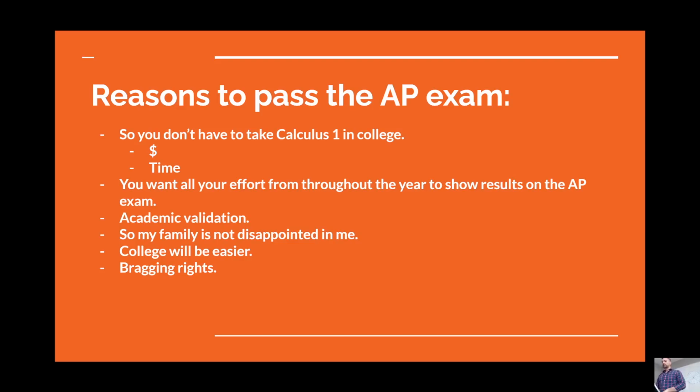Okay, some of the reasons y'all have given to pass the AP exam up there, and then 6th period went a little bit deeper last class on the first one. So not having to take Cal 1 in college boils down to money and time, because for money, you're going to have to take the class, you're going to have to buy the textbook. I think my calculus book was like $200 or $300. College textbooks are very expensive.